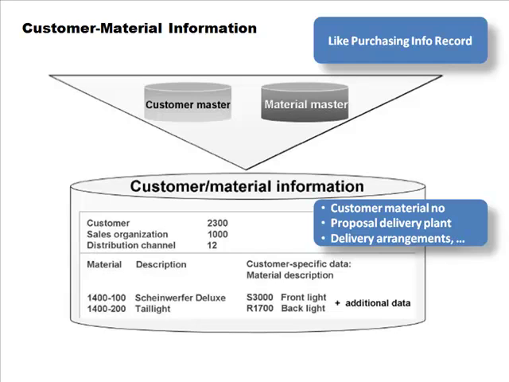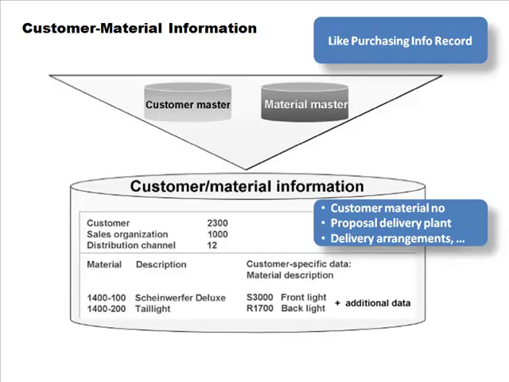And then, of course, proposal delivery plant, which is when a delivery is being created for this customer, this is the default, which can be changed, of course. But which is a plant from which it needs to be delivered for that customer that will be proposed by the system. And then any kinds of delivery arrangements that need to be made for this customer, meaning before delivery, if there is something you need to do, all of that is kept here.